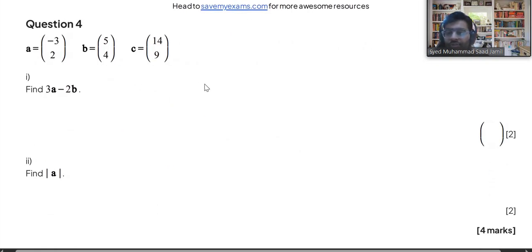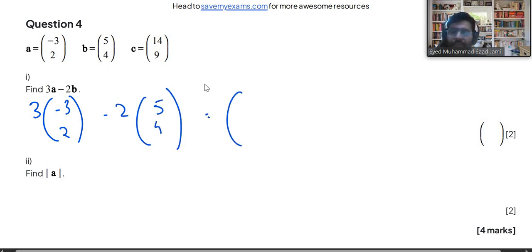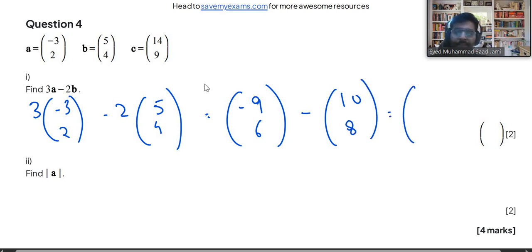Alright. Moving on to our next question, it says find 3a minus 2b. Alright, so we will do 3 multiplied by a, which is minus 3 and 2, minus 2b, which is 5 and 4. So this becomes minus 9, 3 2s are 6, minus 2 5s are 10, and 2 4s are 8. So minus 9 minus 10 is minus 19. 6 minus 8 is negative 2. So your answer is minus 19, minus 2. And since this is vectors, we do not remove the negative signs. Remember that.